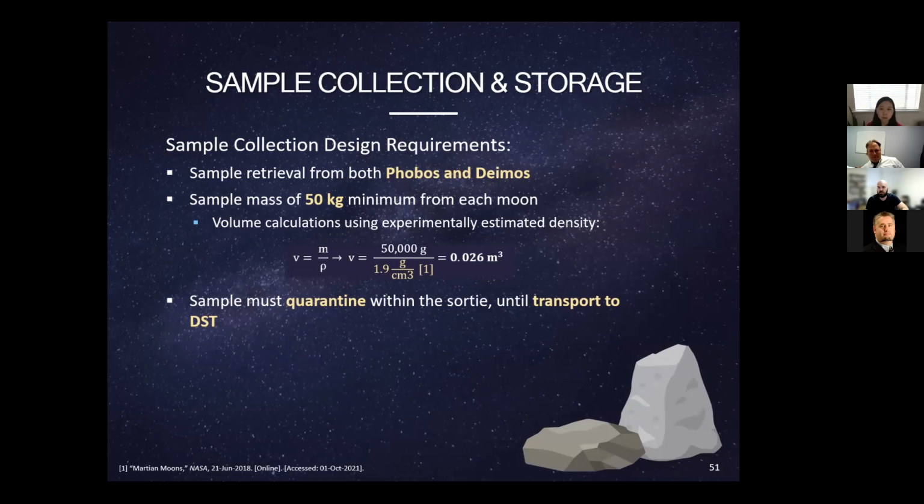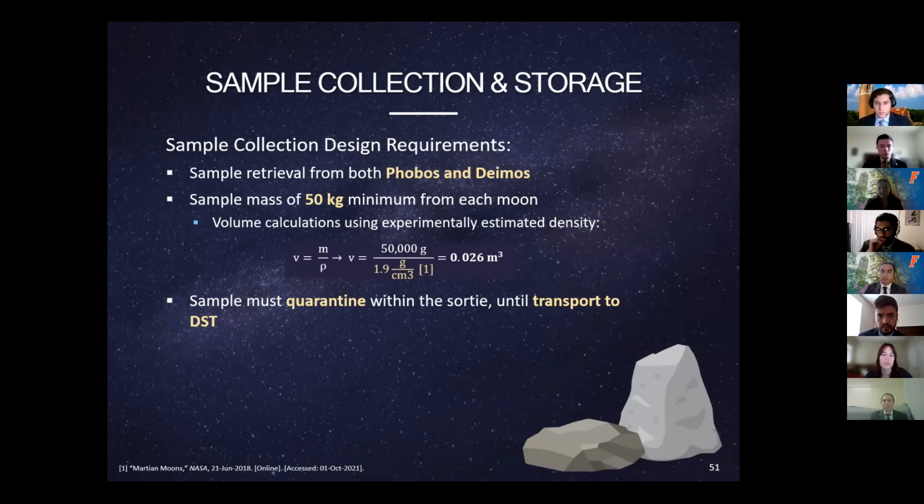All right, and I'm going to cover a bit more about the sample collection. So the provided mission guidelines had several requirements pertaining to the sample collection process. A sample of 50 kilograms must be collected from both Phobos and Deimos, and then quarantined and transported back to the DST. The sample mass was converted to an estimated sample volume using density values from type C asteroids, which are very similar in composition to both moons. Next slide.